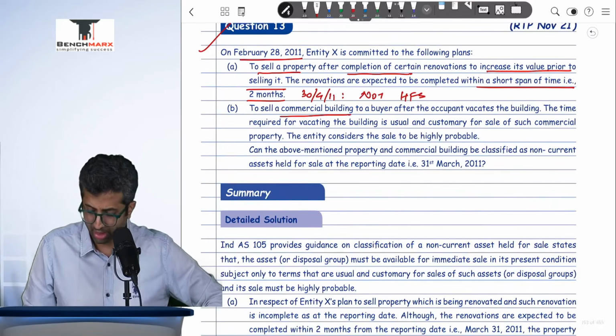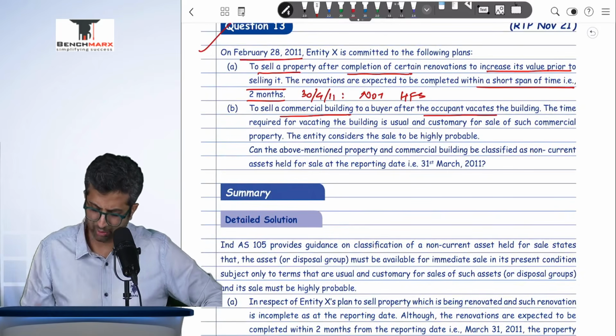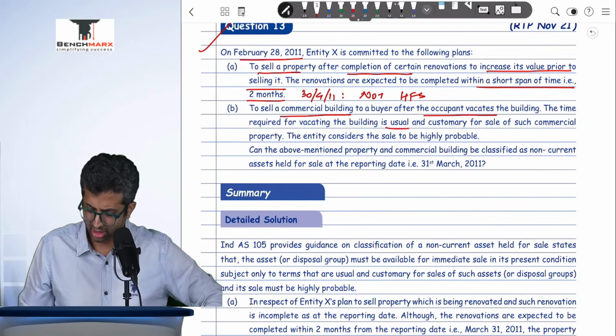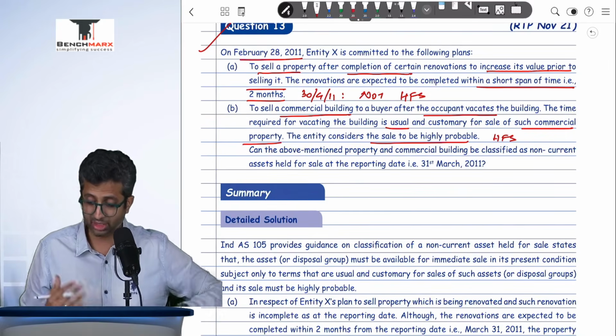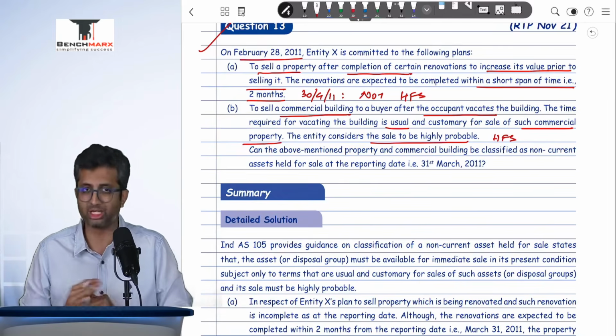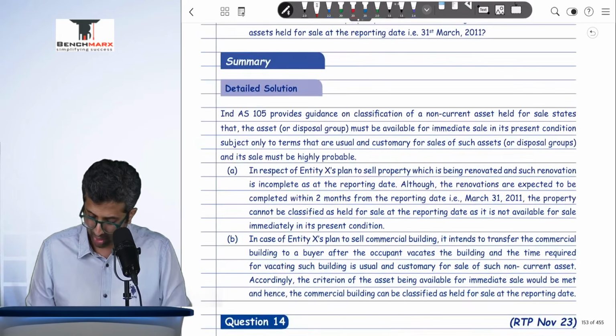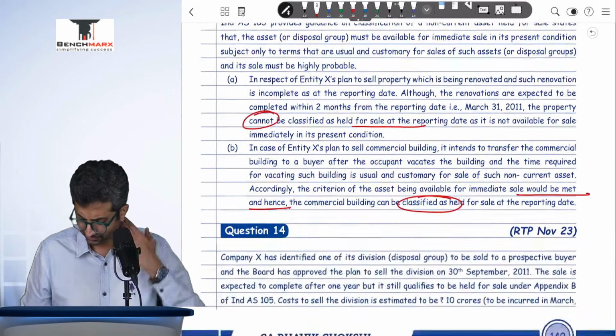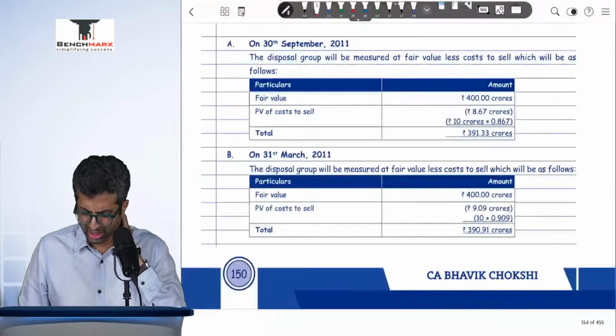To sell a commercial building to a buyer after the occupant vacates the building. The time required for vacating the building is usual and customary, and for the sale of such property, the entity considers sale to be highly probable. Now, this can be classified as held for sale because even though there is a notice period involved, that is considered to be customary and hence that can be ignored. So over here in point A, you will say that it cannot be classified as held for sale, but in point B, you can say it should be classified as held for sale. Okay. Next you have question number 14.